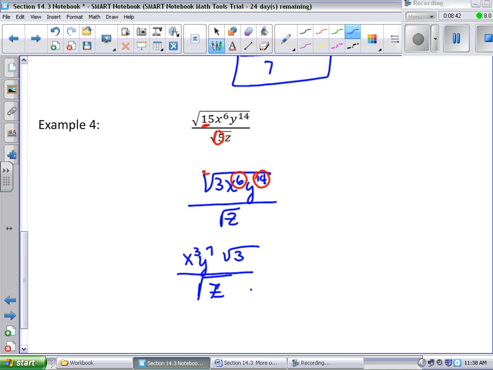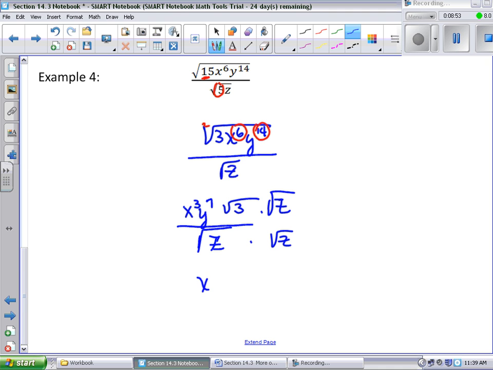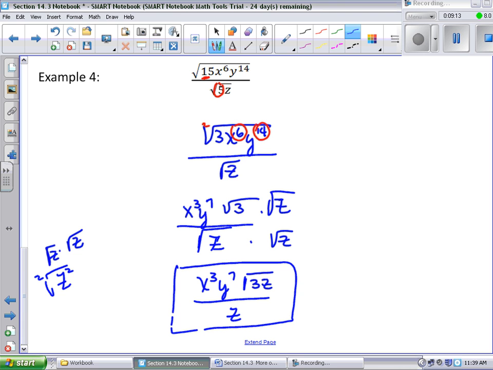So I want to get rid of the radical in the denominator, so I'm going to multiply both the numerator and the denominator by the square root of z. Then I will have x cubed, y to the 7th, square roots of 3z. And then in the denominator, the square root of z times the square root of z would be the square root of z squared, which would just equal z. So I have completed that example.